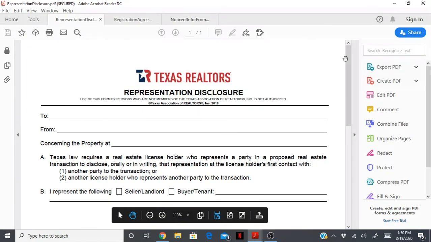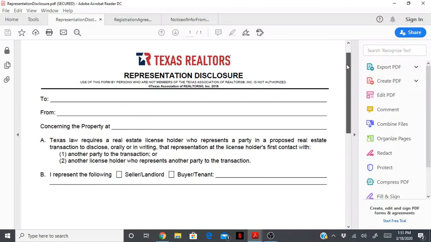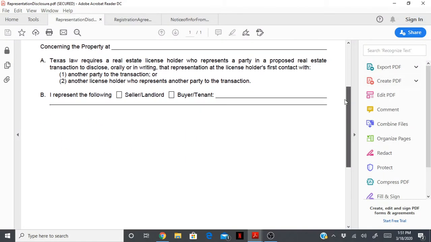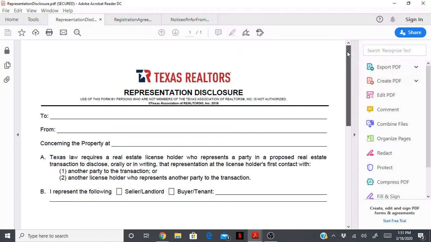So this is just a formal way to disclose to clients who you represent. Now, you might be wondering, well, we already have a buyer's representation agreement. We already have a listing agreement that creates the relationship of agency. Why would we need this one?